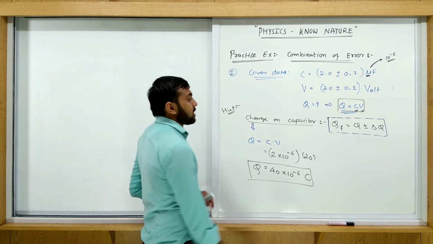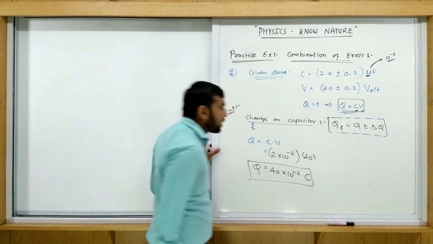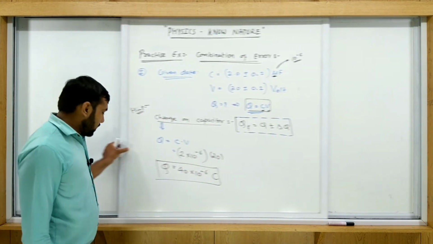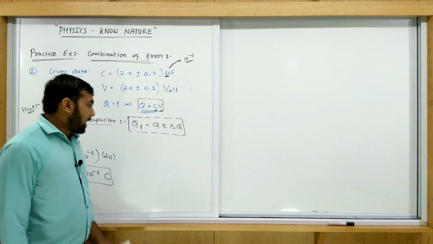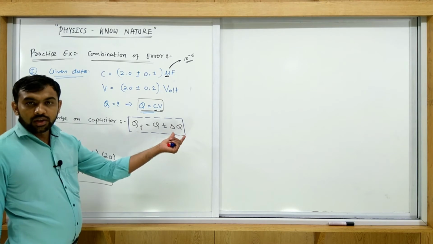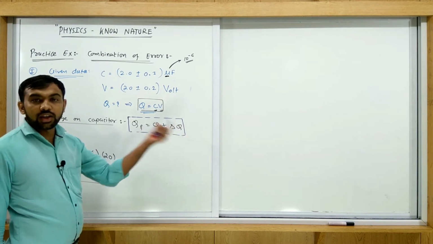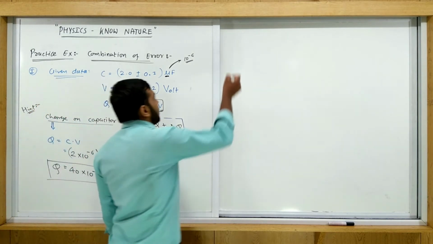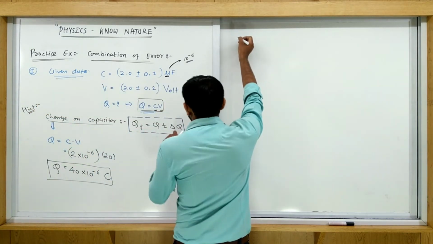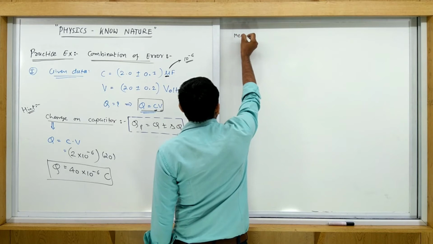Now let us find this delta Q. How do we find this delta Q? Delta Q is found in two ways. First, we find the answer of delta Q in terms of relative error, then we go through the percentage error also. So let's find the delta Q. Delta Q means mean absolute error.